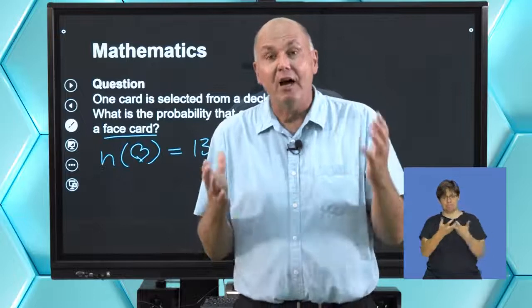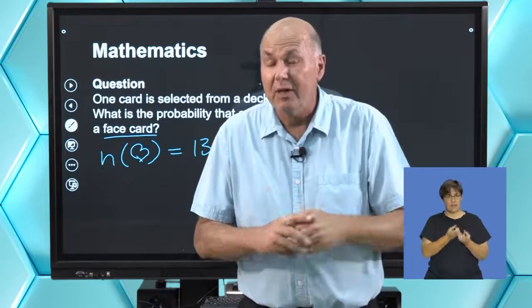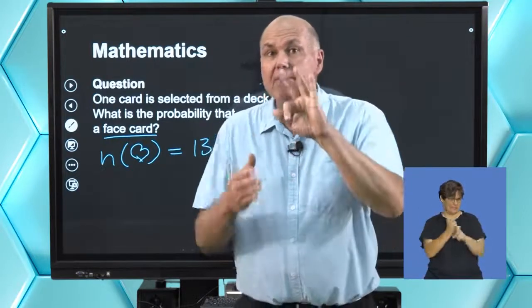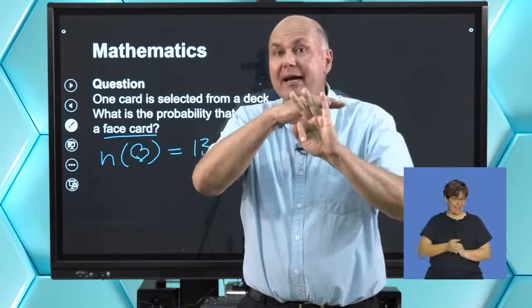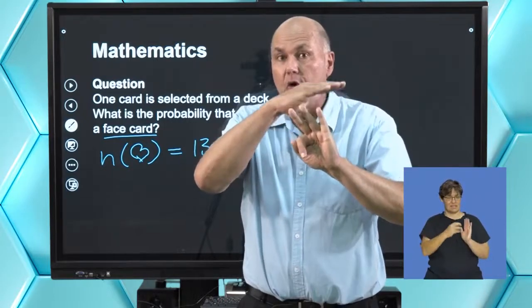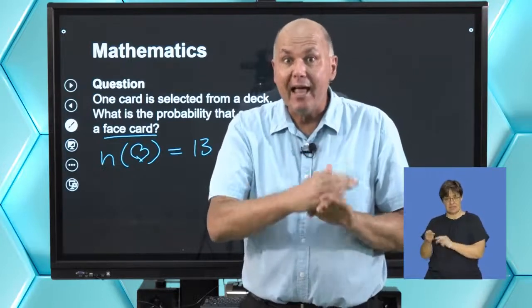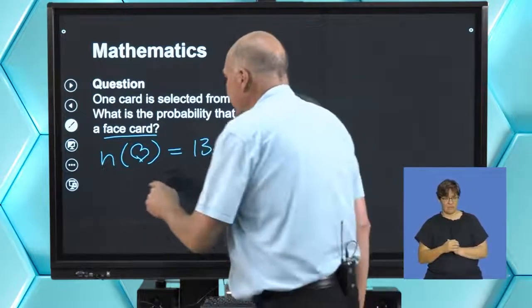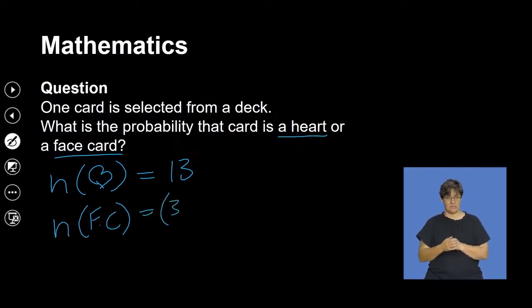Now, if we ask the next question, what is the number of face cards? Well, that's a little bit more tricky. Remember that there's jack, queen, and king. And we recognize there are face cards for the hearts, for the diamonds, for the spades, and for the clubs. So for each of the 3 suites, the face card, there are going to be 3 face cards times 4 suites, and that is going to give us an answer of 12.